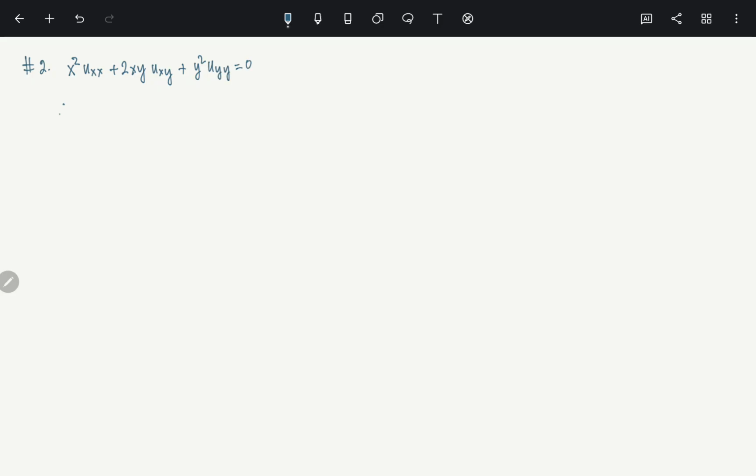So what is the discriminant? The discriminant d is b square minus 4ac. So what is a here? A is x square, b is 2xy, and c is y square, right? So if you put all of this together, it will become 4x square y square minus 4x square y square. So it will be 0. So the discriminant is 0, right? So basically this equation is parabolic everywhere.